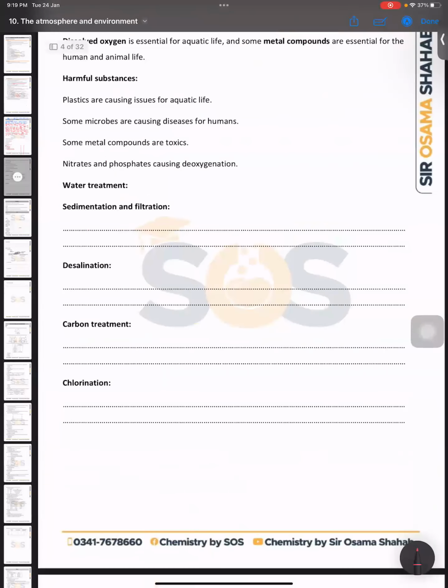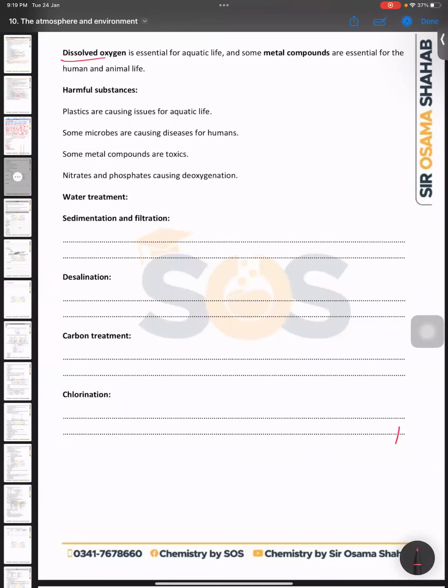Okay, then the next page over here, you can see this. What are the main uses of these substances? I already told you that dissolved oxygen is very essential for aquatic life, and some metal compounds are essential for the human body and animals' life, right? Harmful microbes and harmful substances like plastics are causing issues for aquatic lives. आपने बहुत सारी इस तरह की वीडियोस वगैरह देखी होंगी जिसमें आपको ये नजर आता है कि अंदर जो मछलियां वगैरह हैं वो शॉपर्स वगैरह में स्टक हो जाती हैं, फंस जाती हैं, उनके लिए सांस लेना मुश्किल हो जाता है.